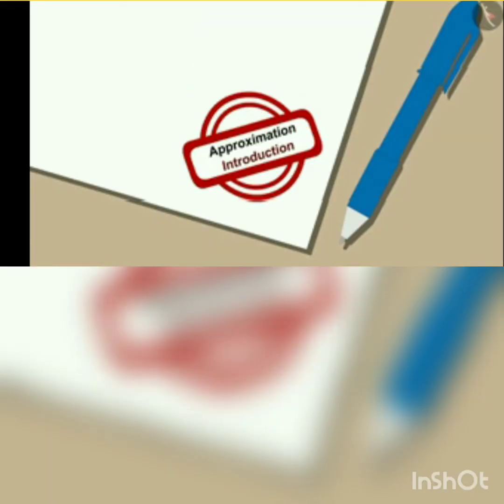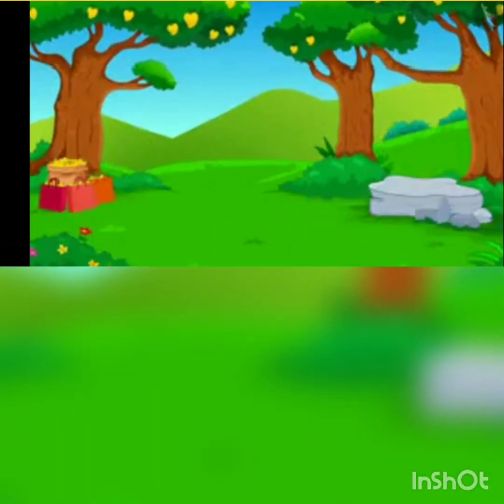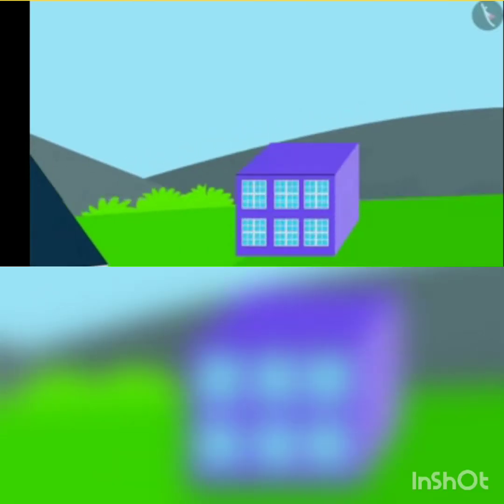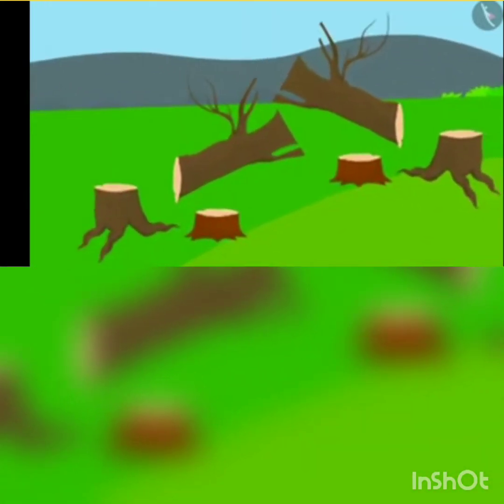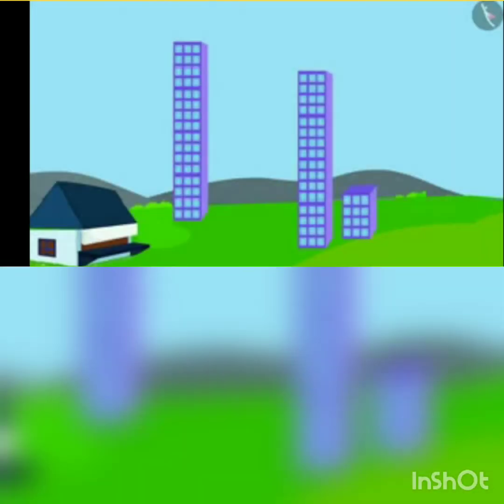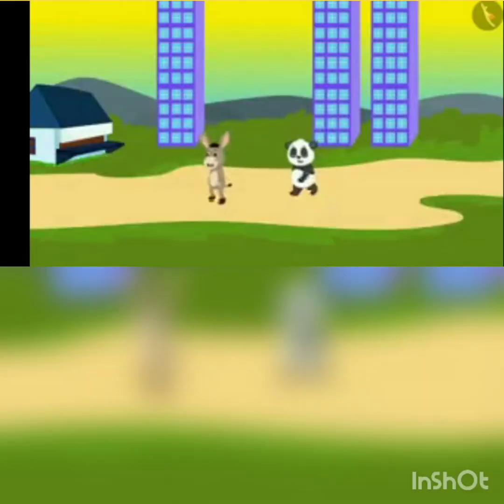Children, in this video, we will learn approximation. The villagers in Champapur are cutting down many trees to build buildings. Due to this, the heat is increasing day by day in the village.